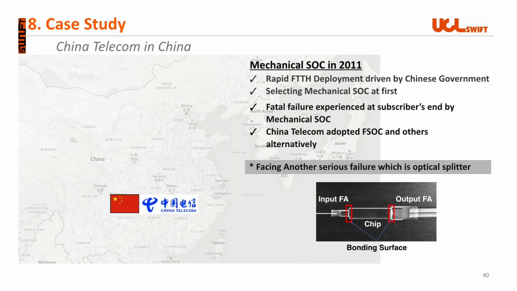China Telecom in China installed the mechanical splice-on connector in 2011, and rapid FTTH deployment was driven by the government. However, the failure rate was over 50% for a city. Next slide, and some other cities had similar failure rates as well. So China Telecom has adopted fusion splice-on connectors and other alternative connectivities instead of faulty mechanical splice-on connectors.